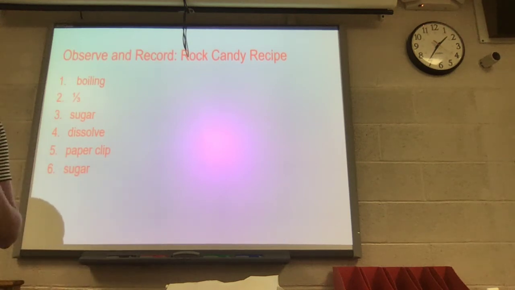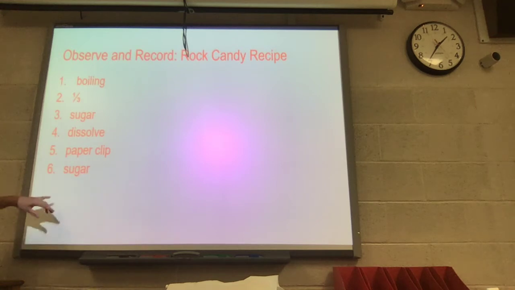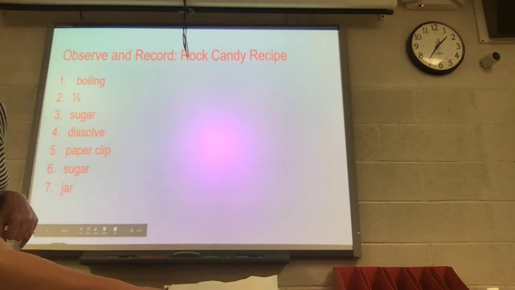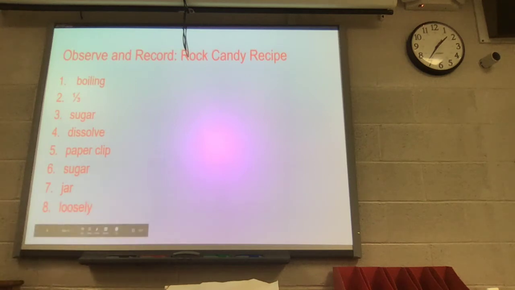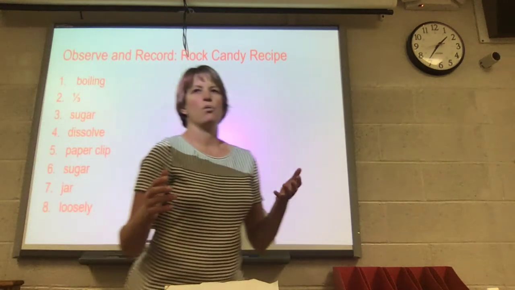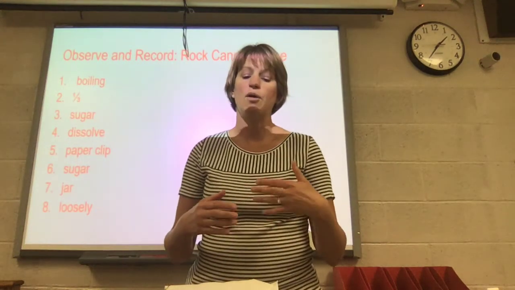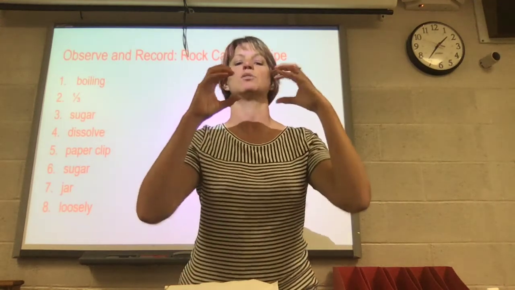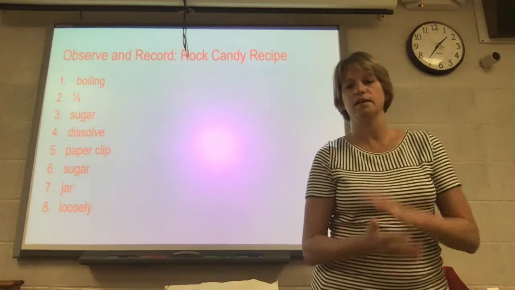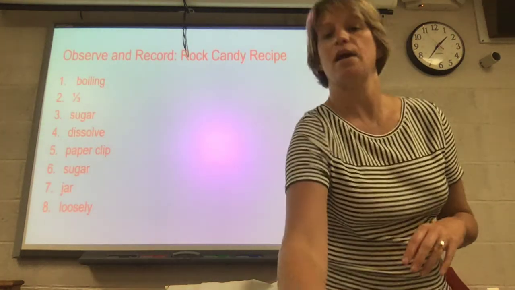The rock candy holder has a stick, which I used a pencil, a string, and a paper clip. We had to get it wet and coated in sugar. And then the 7th step, we put the rock candy holder in the jar, like laying on top of it, and then we covered it loosely. So now your next task is to think about, well, I wonder what would happen to the results with the rock candy if we changed. So think about everything that you watched me do and think how it could be different.